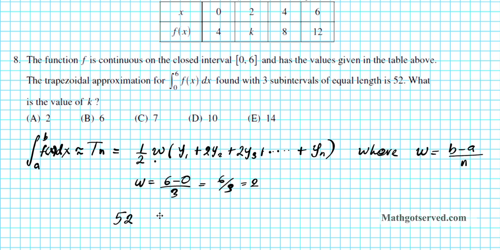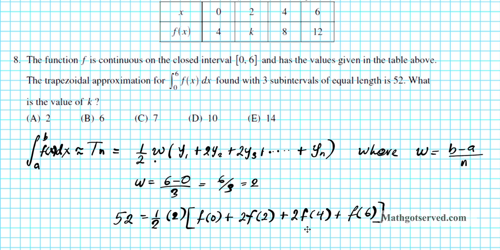As indicated here, 52 equals 1/2 times the width, which is 2, times... I'm going to do it step by step here. I can skip steps, but I want to make sure everyone understands it, so I'm going to do it the long way. So it equals f of 0, plus 2f of 2, plus 2f of 4, plus f of 6.